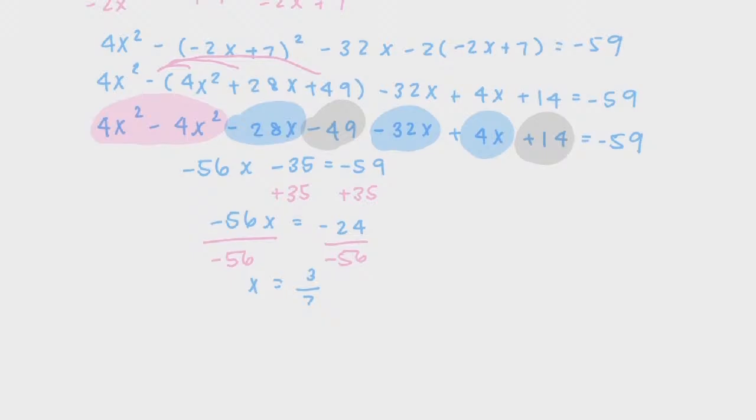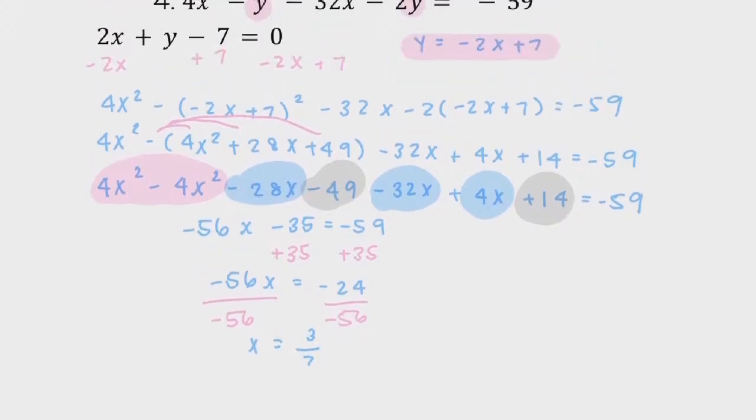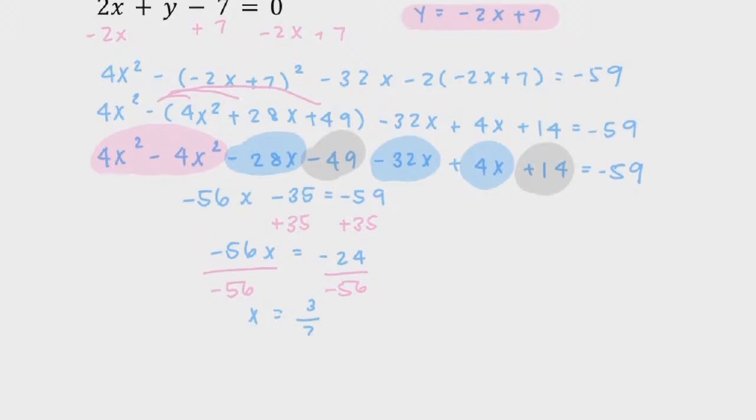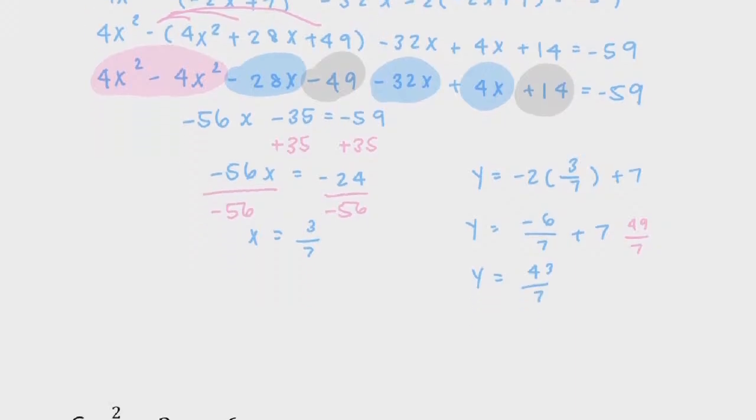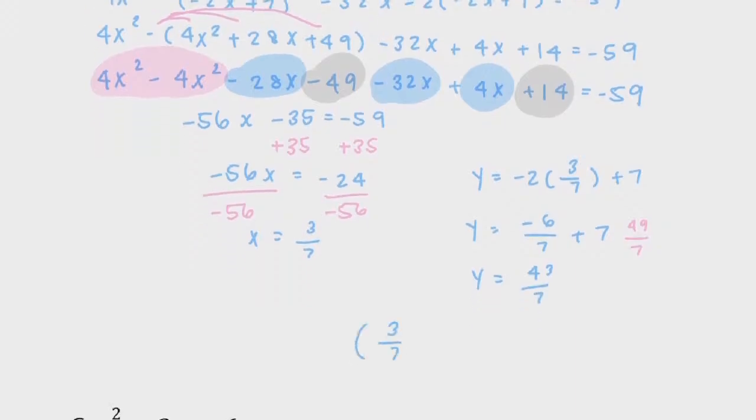Okay, so now we can plug this into the equation to solve for y. So y is going to equal negative 2 times 3 over 7 plus 7. So that's negative 6 over 7 plus 7. And we can change 7 to 49 over 7. So that's going to be 43 over 7. So the final answer would be 3 over 7, 43 over 7.